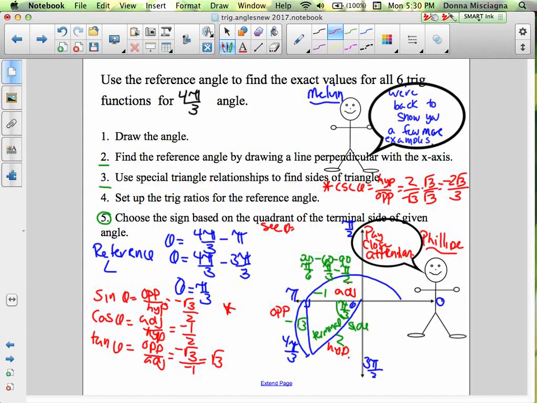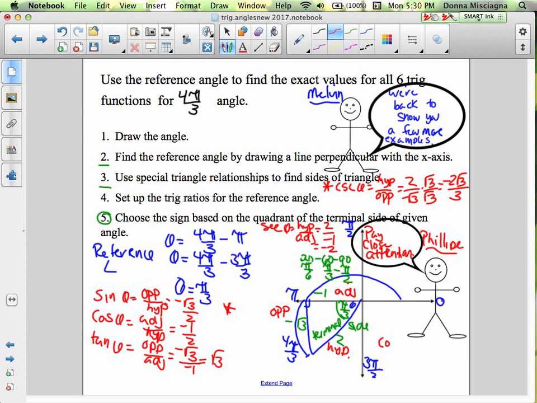All right, let's see if we can squeeze secant over here. That's going to be the inverse of cosine, so that's going to be hypotenuse over adjacent. So that's going to be 2 divided by negative 1, or just negative 2. And, oh, where will we squeeze in the last one? Let's put it over here by Felipe.